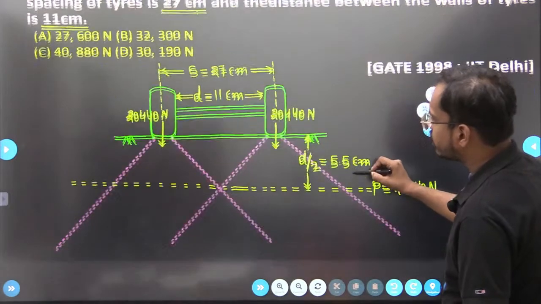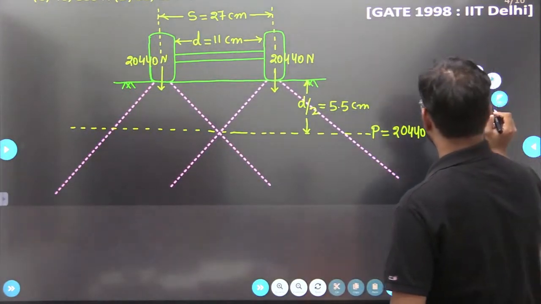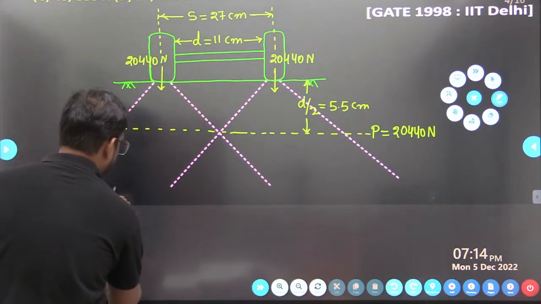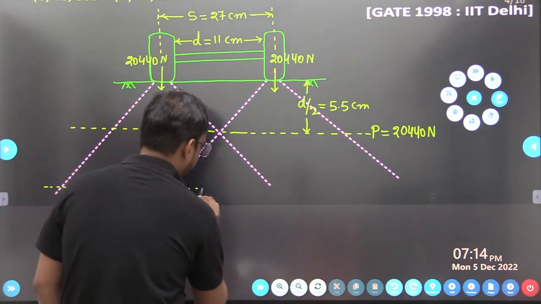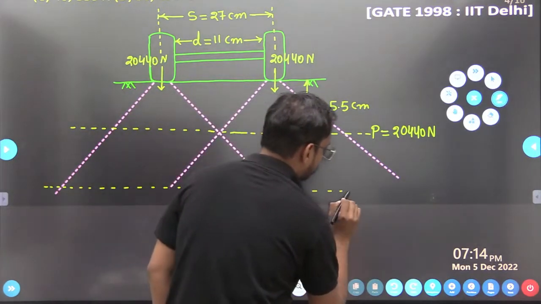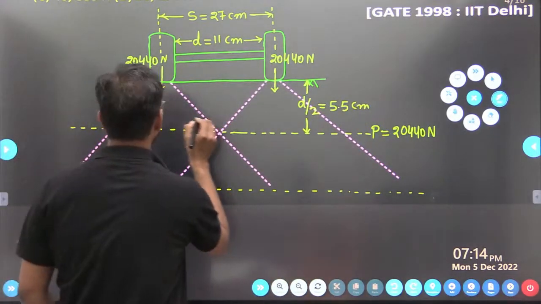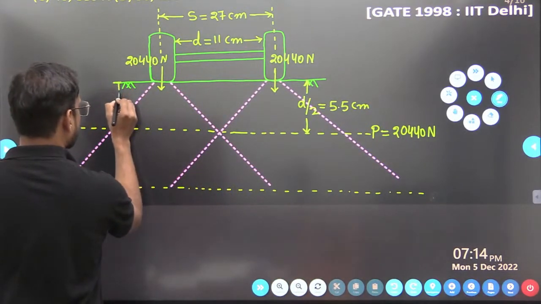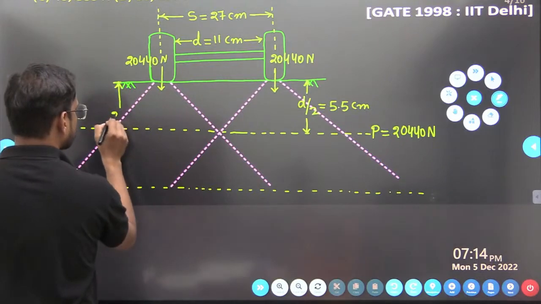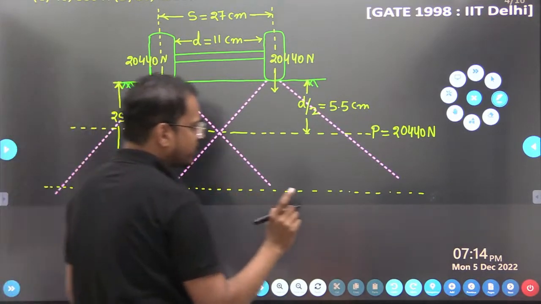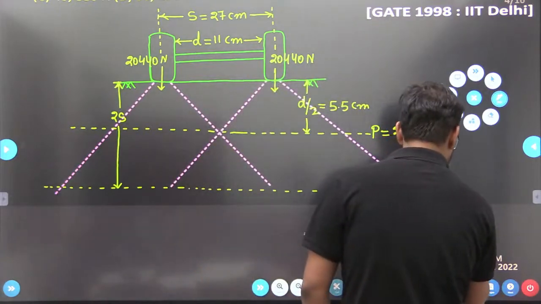Now see here, please. We already know that, my dear friend. If I discuss at a distance of 2s below, am I right? At 2s distance below, the value of load becomes equal to 2p. Am I right? The value of load becomes equal to 2p.